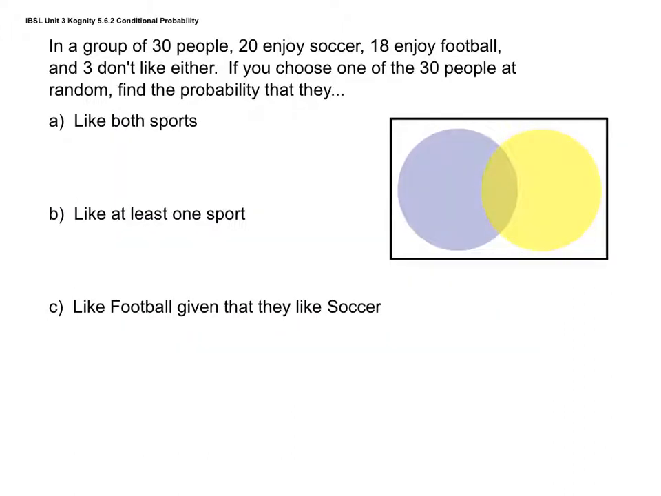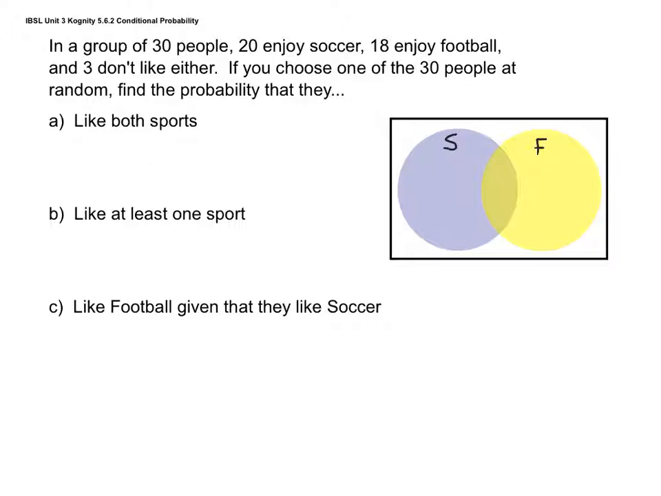Okay? Here we have a Venn diagram. Venn diagrams are super helpful when we are working with probabilities because we're able to visualize what's going on. Okay, so here we have this box and it has 2 circles in it overlapping. So it says here we have a group of 30 people, 20 of them enjoy soccer, 18 enjoy football, and 3 don't like either one of those sports. Okay? Now, before we get to probabilities, let's set up our Venn diagram here. Okay? So let's say that the purple is soccer and the yellow is football.